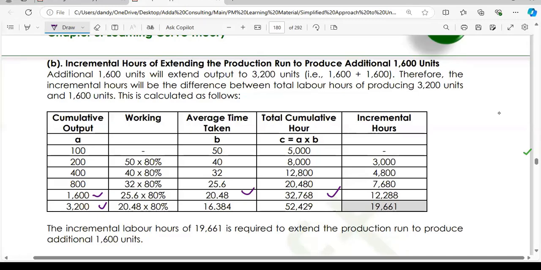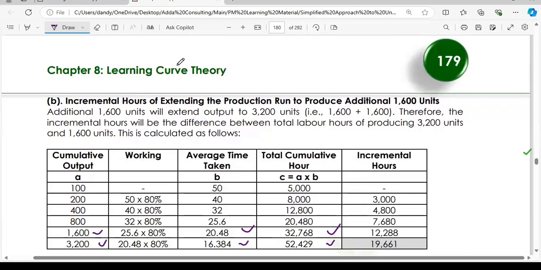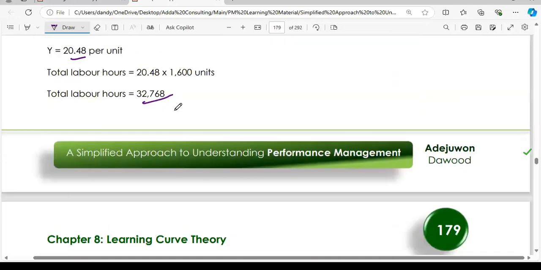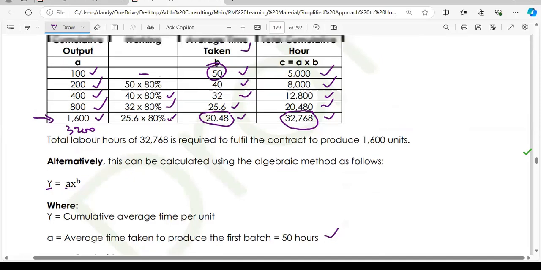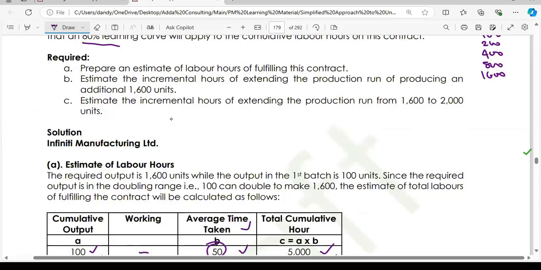So the total cumulative hours will then be 16.384 multiplied by 3,200. That produced 52,429. You have to be very careful. If you look at the second requirement, the examiner did not ask you to determine the total hours required to produce 3,200 or to produce an additional 1,600. No, the examiner is asking you to determine the incremental hours of extending the production run from 1,600 to 3,200.